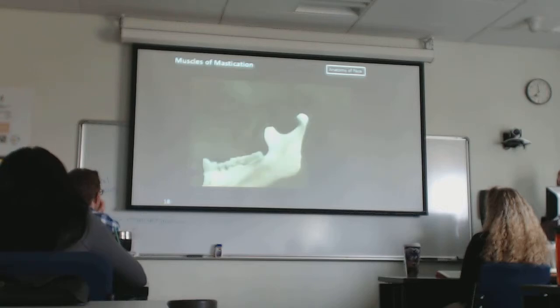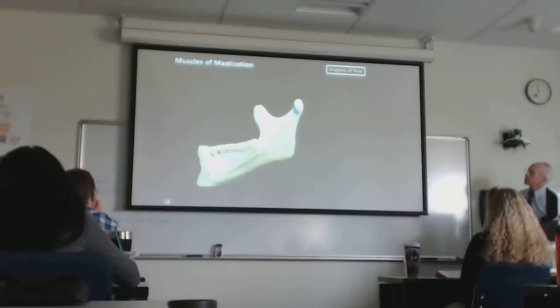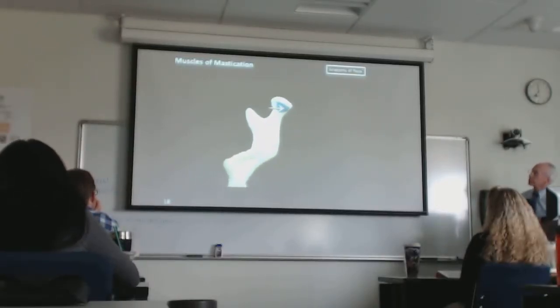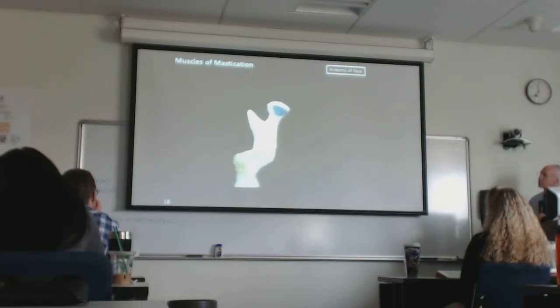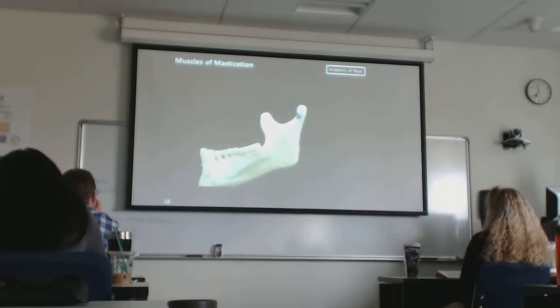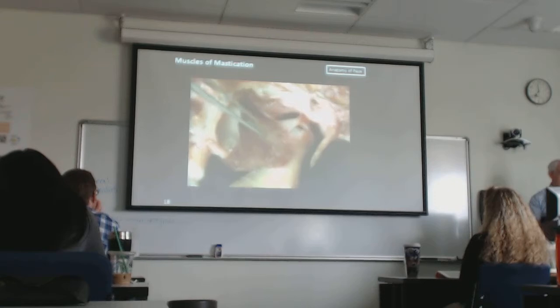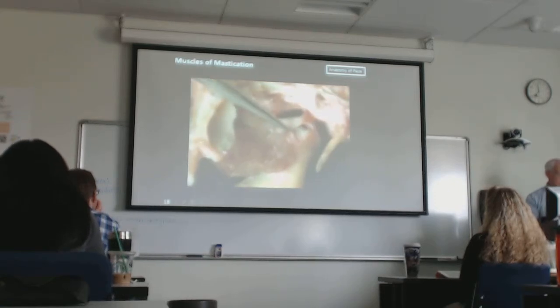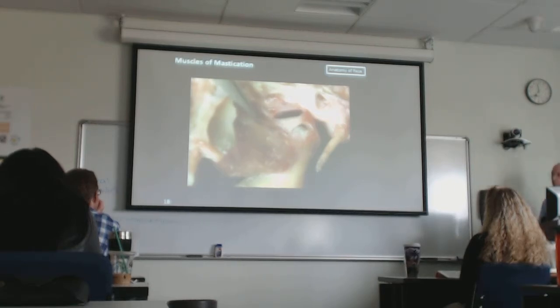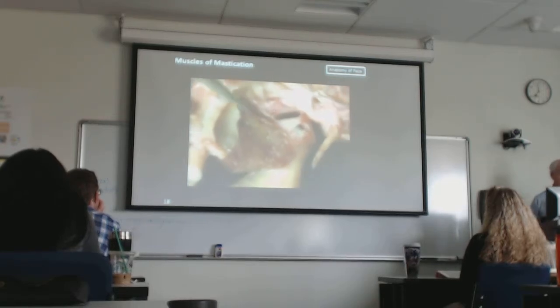The main insertion of the lateral pterygoid is into this hollow on the front of the condylar process. The lateral pterygoid also inserts onto the capsule of the temporomandibular joint and into the front edge of the articular disc. These windows in the capsule were made artificially, as in the shot that we saw previously.